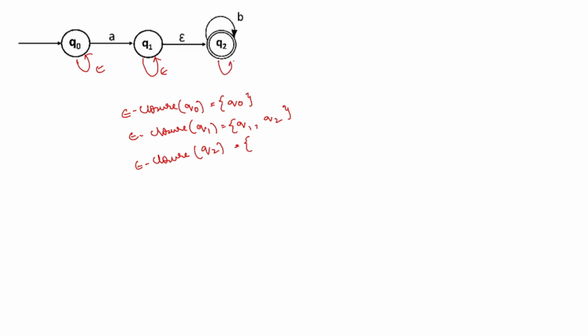The last one is epsilon closure of Q2. So Q2 can have a self loop of epsilon. So Q2. And we are not having any further epsilons. So only Q2 here. So this is how we calculate the epsilon closures for a given state.